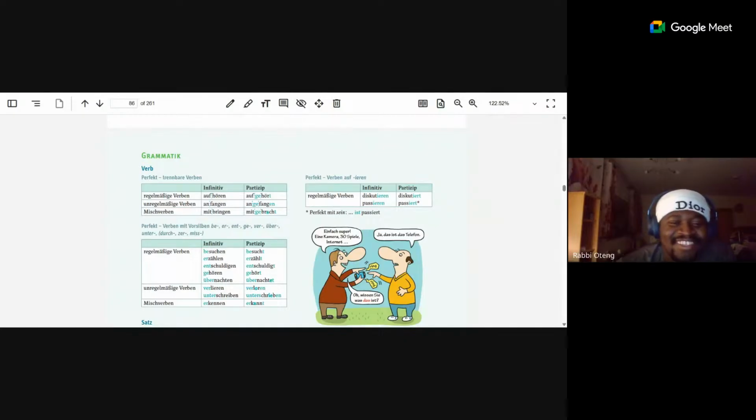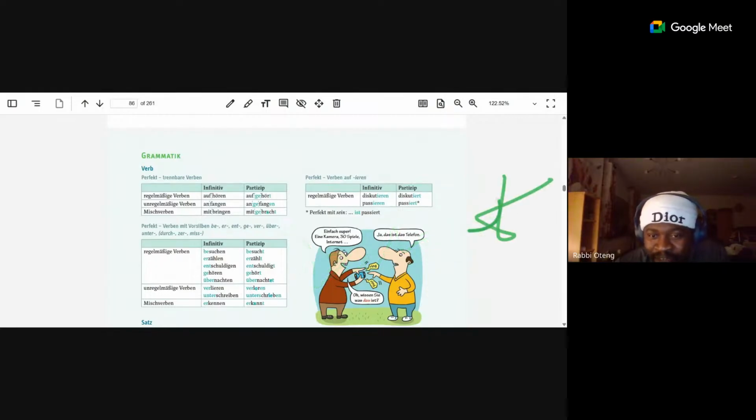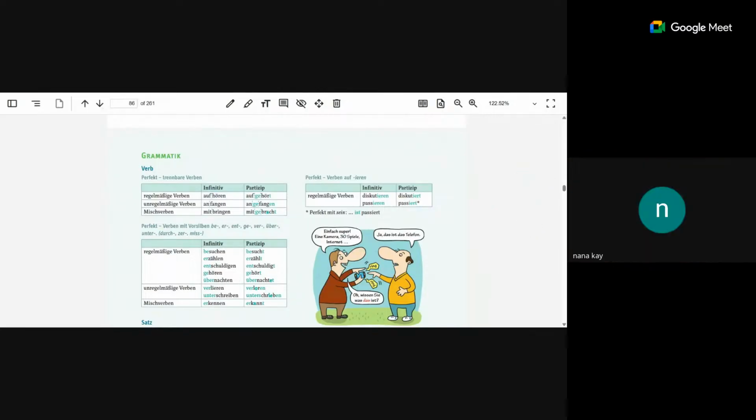Then gehören is what? Inseparable prefix GE. So gehört, because the main verb is hören. Okay. Nackten ends with what? Nackte. So when you remove the E you'll be left with nackt. And you can't add T to it. You have to bring another E before you add your T.